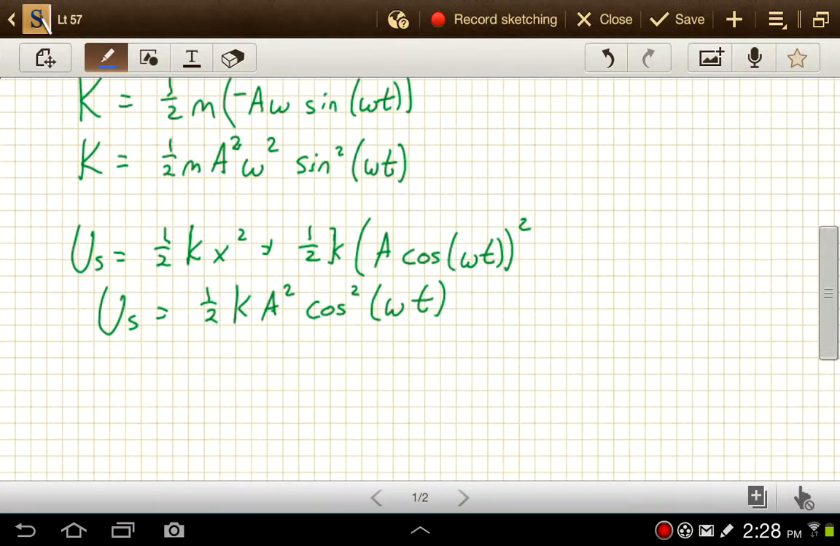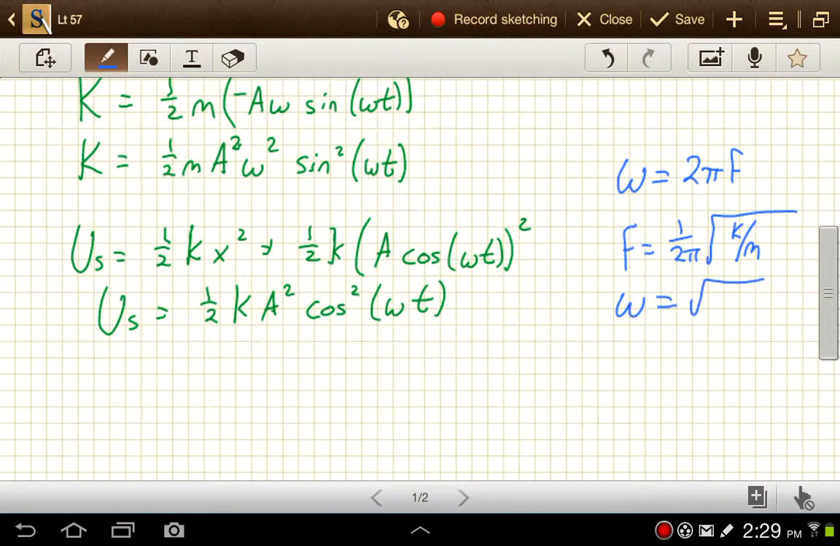We know that omega is equal to 2 pi f, 2 pi times the frequency, gives us our angular frequency. For a mass on a spring, we know that frequency is the inverse of the period, so frequency will be 1 divided by 2 pi times the square root of, let's see, for period it's the square root of m over k, so for frequency it'll be k over m. And so then omega, 2 pi times the frequency, would just be equal to the square root of k over m.